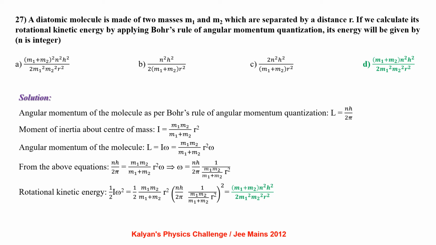which gives us omega to be nh by 2 pi times 1 by (m1 m2 by (m1 plus m2) into r square). So the rotational kinetic energy, half I omega square, that is (m1 plus m2) n square h square by 2 times m1 square m2 square r square.